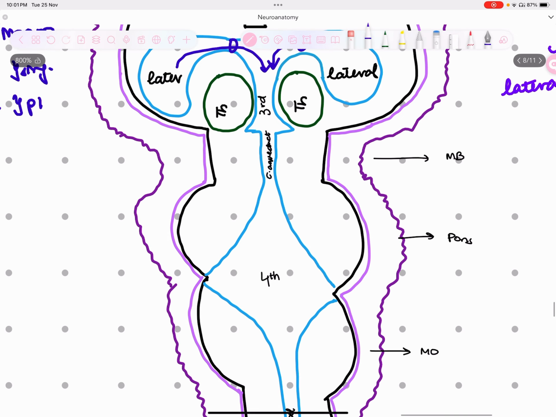Then after this, you have a cerebral aqueduct, which is also known as the aqueduct of Sylvius. So the cerebral aqueduct allows the transfer of cerebrospinal fluid from the third ventricle to the fourth ventricle.